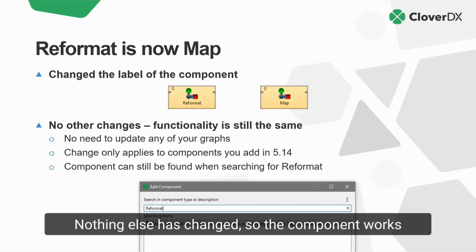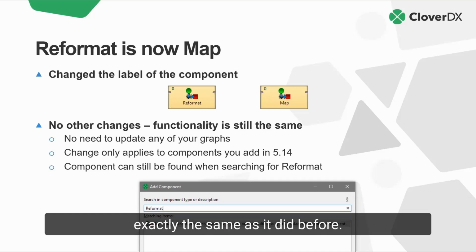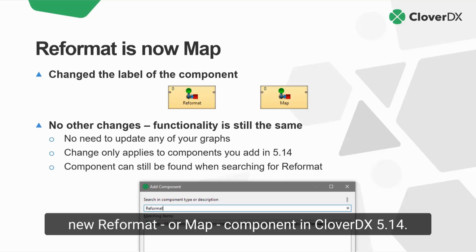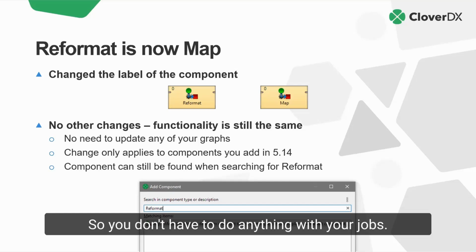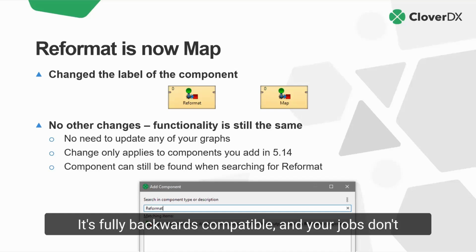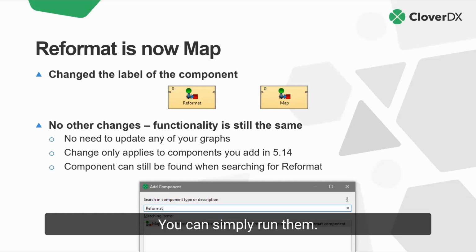Nothing else has changed, so the component works exactly the same way as it did before, only the label is affected. You will only notice the change when you create a new Reformat or new Map component in CloverDX 5.14. So your previously created graphs will keep the Reformat name and everything as it was before. But when you want to add a new one, it will be called Map instead of Reformat. So you don't have to do anything with your jobs. It's fully backwards compatible, and your jobs don't have to be changed in any way. You can simply run them.